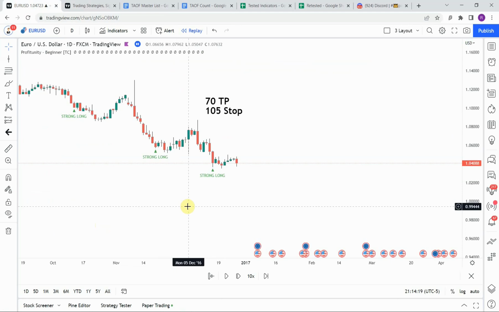Today, we will be testing the Profitunity Beginner Indicator.